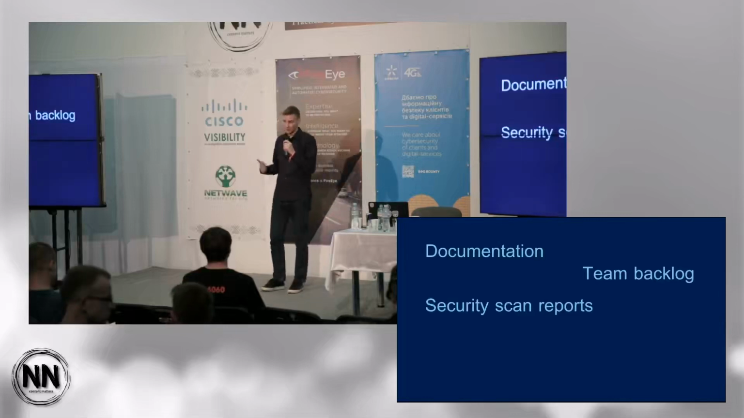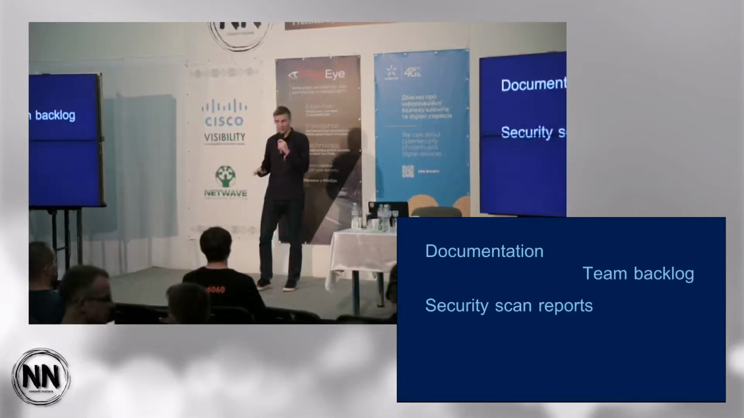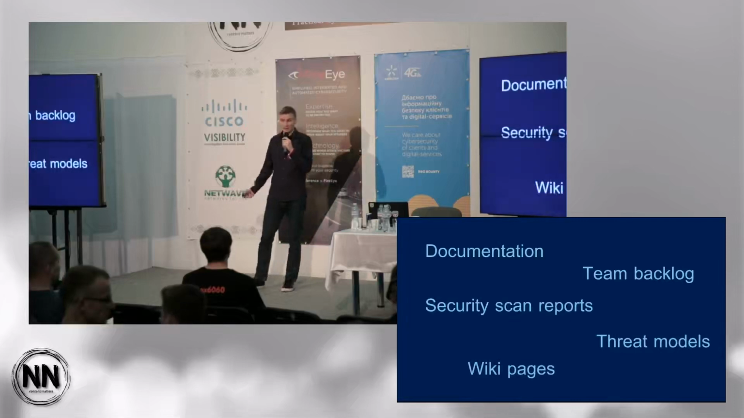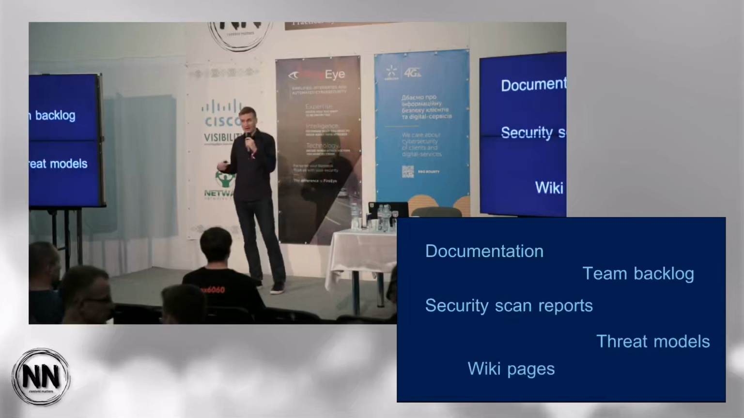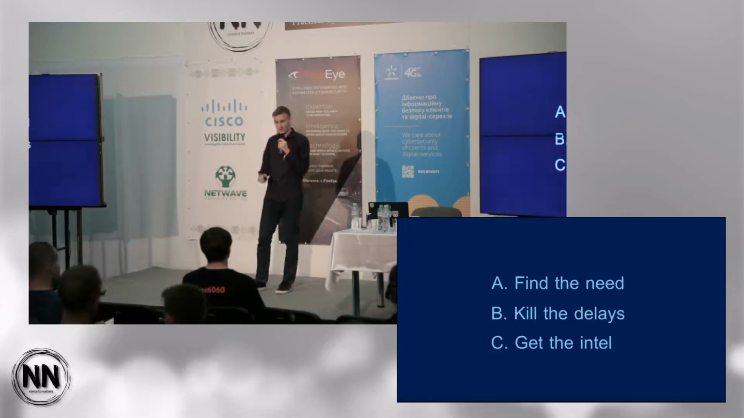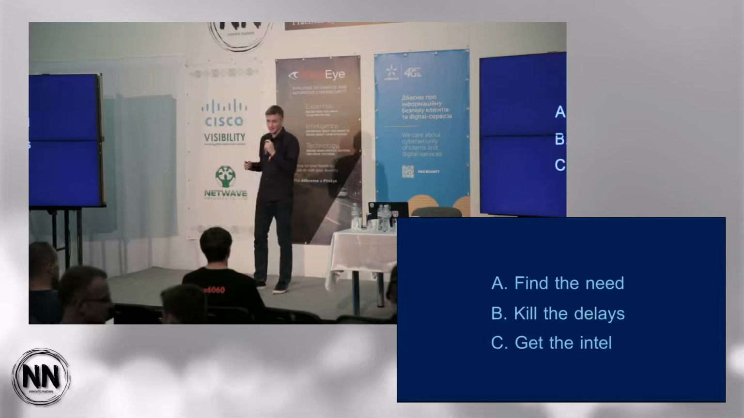If there is a security scan report with an open finding which is not fixed, why can't you take that finding, exploit it further, and show how you can take over the entire application with that small thing? And then you can mention that it was initially found by your security tool. Threat models and wiki pages are also valid sources of intelligence. And again, remember, it's up to you and your team style which resources to take. So just to recap, before the assignment starts, find the need, what they need from the pen test, kill the delays, and get the intel.